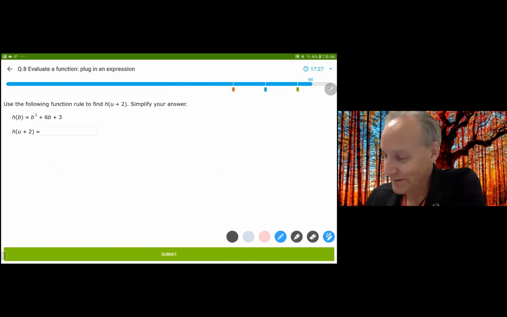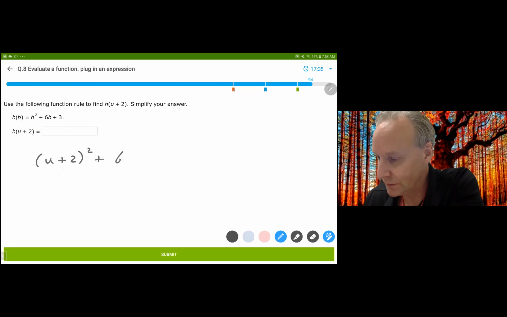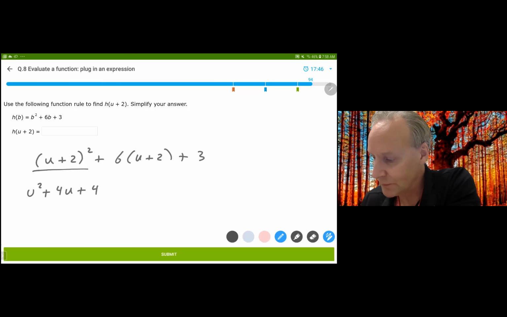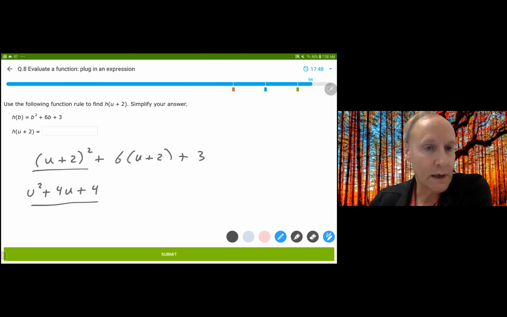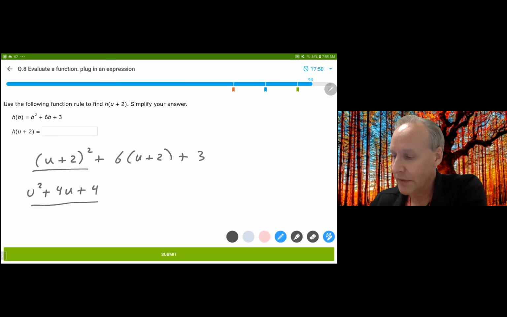All right. Oh, this one's a tough one. So this time we have u plus 2 squared plus 6 times u plus 2 plus the 3. That's going to be u squared plus 4u plus 4. If you need to, do it on the side. That part is the squared trinomial. By the way, if you ever square a binomial, you always get a trinomial, just so you know.